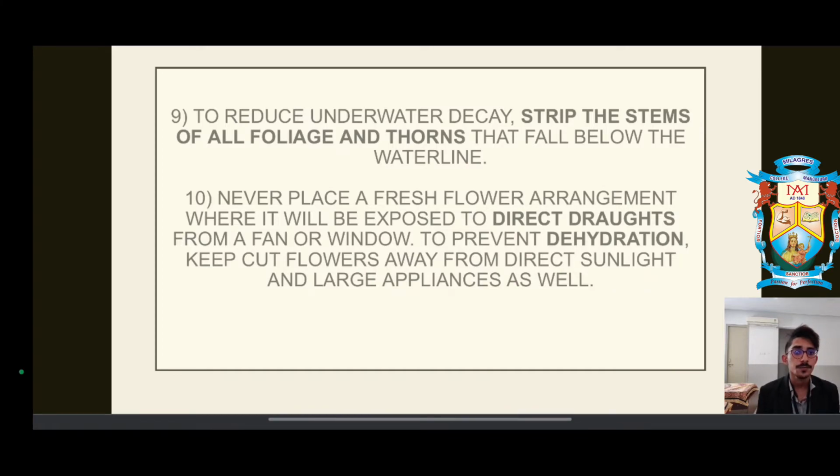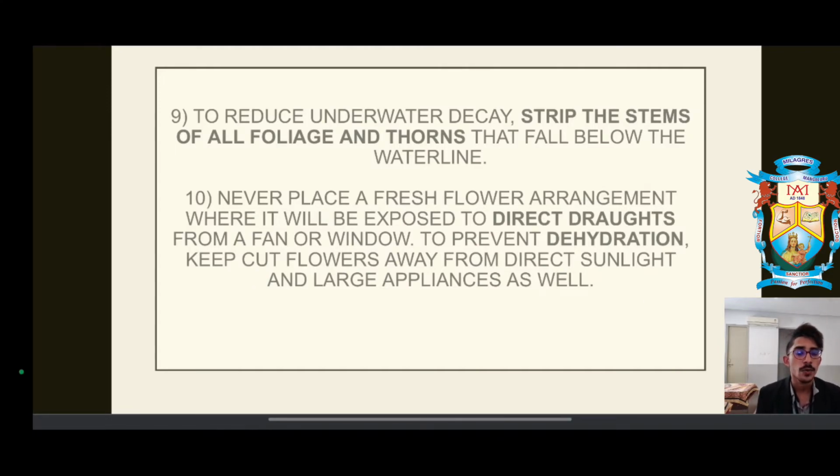So when it gets decayed, a lot of the plant's energy goes into keeping that particular leaf alive. So what we have to do is cut off that particular decayed part of the leaf, so that the plant can focus on the main flower and thus prolong its life as well.